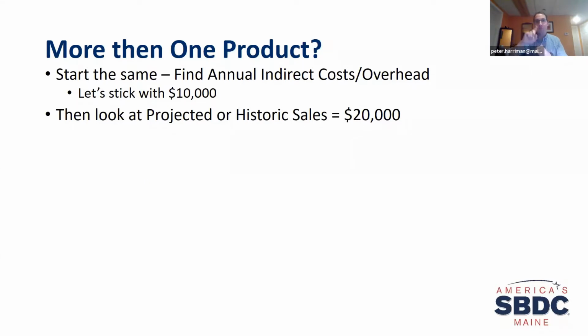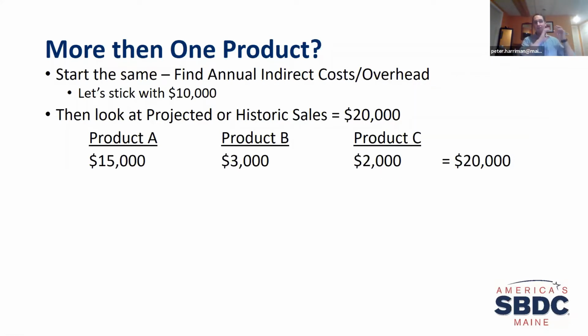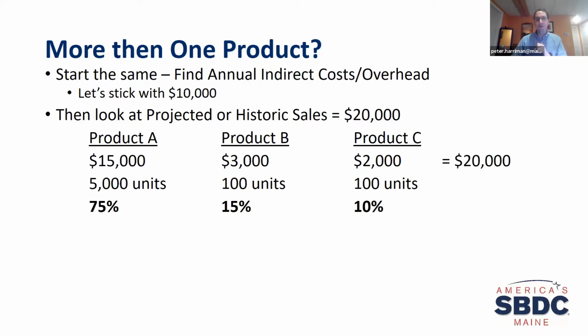Now, why I switched from units to numbers is because your products might be sold at different price points, right? So we have 3 different products. And when we look at that breakdown of sales, we find $15,000 worth of our sales is product A. Product B is 3,000, product C is 2,000. Remember, it's just fictional, but you can go through your different products, or your projections, and understand, okay, this is the percentage of what I think my sales are going to be. Because once we get that, we can understand, okay, how many units are we talking about? There's our percentages.